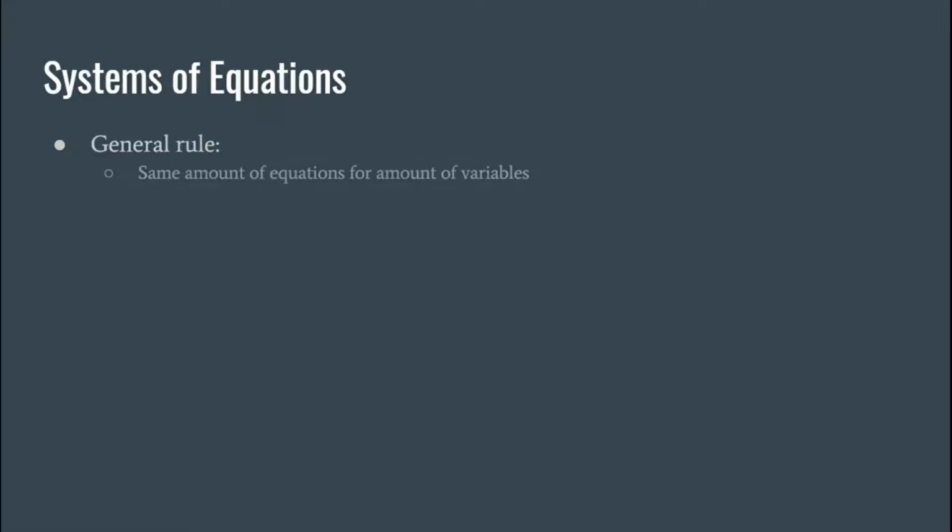So the general rule in systems of equations is you want the same amount of equations as you do variables. So if your equation has 4 variables, then you should have a total of 4 equations. So in this case, we're doing equations with 3 variables, so we should have 3 equations.